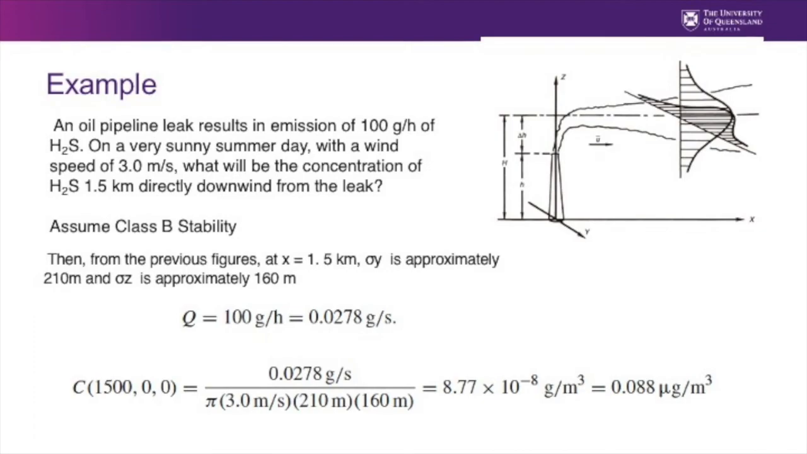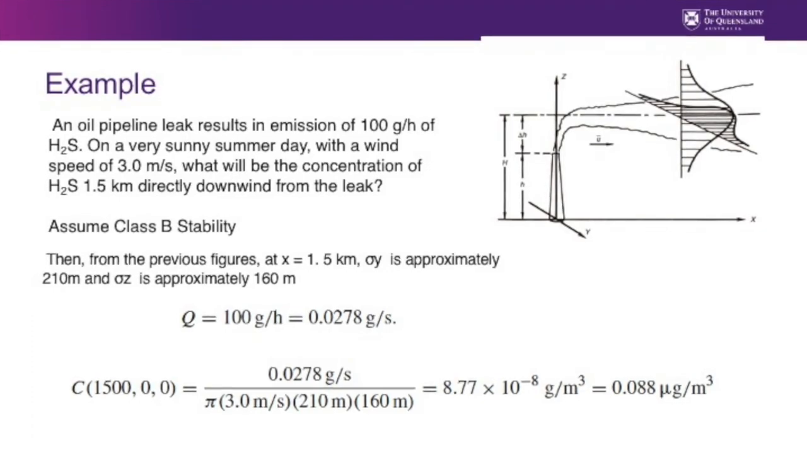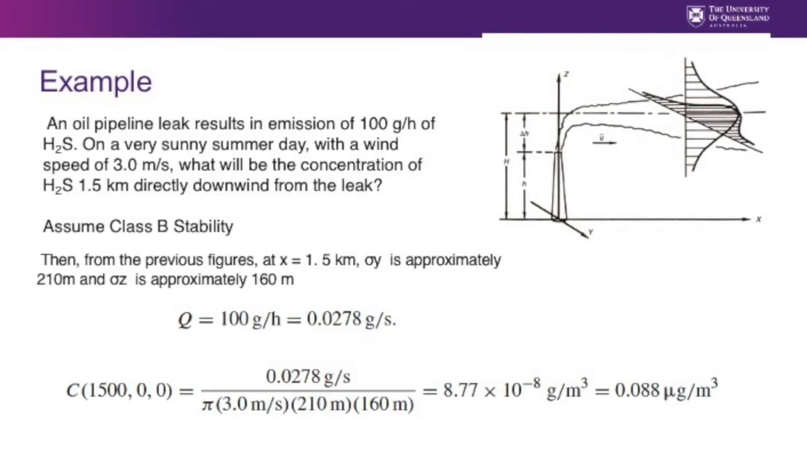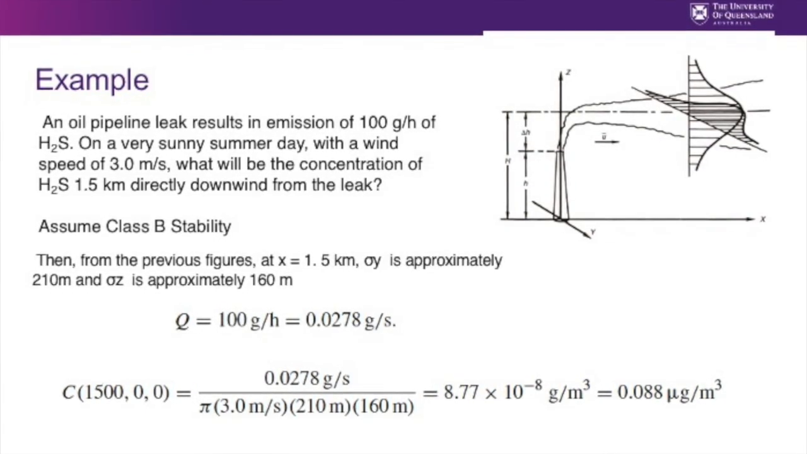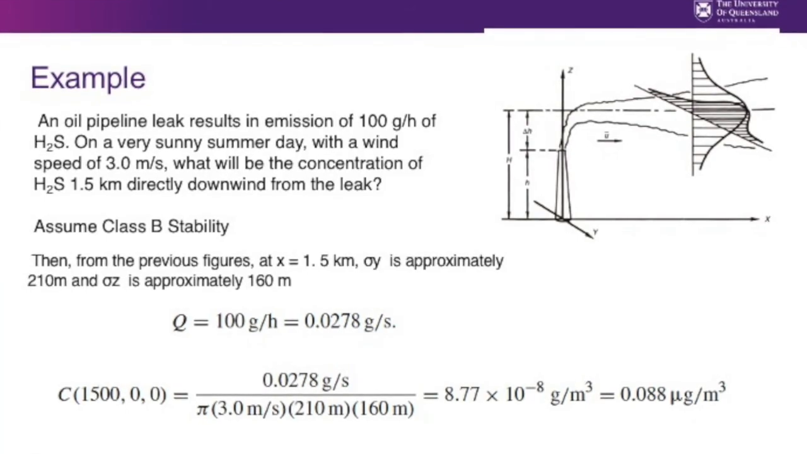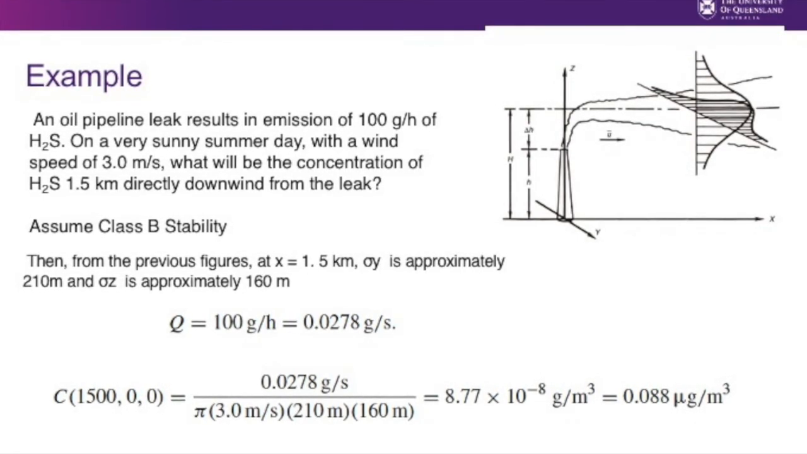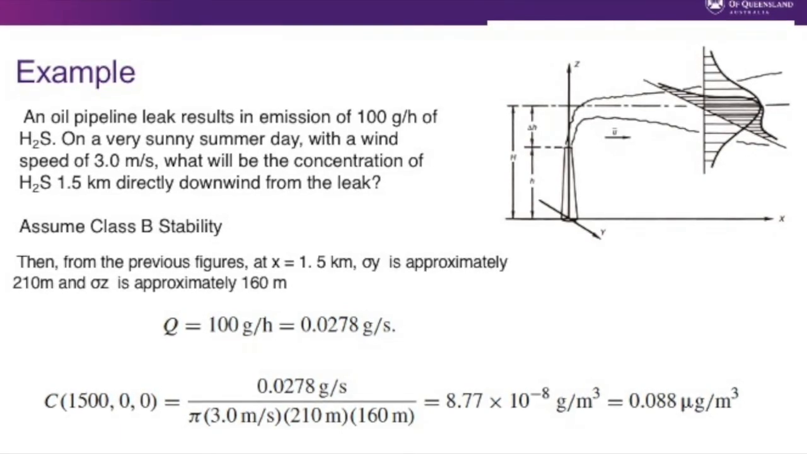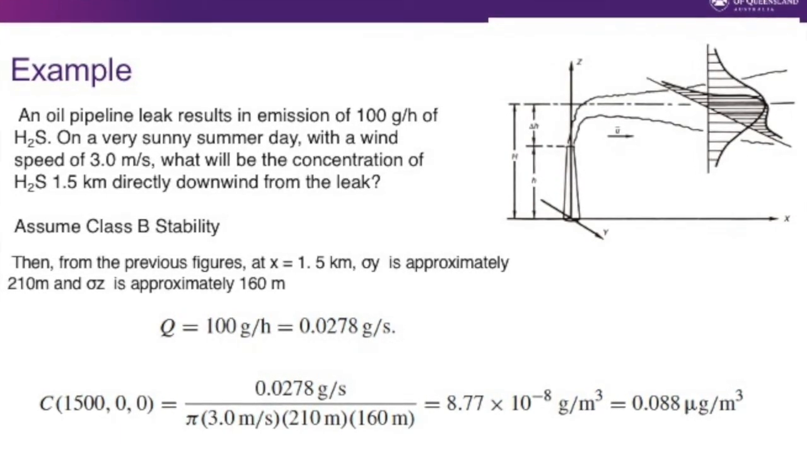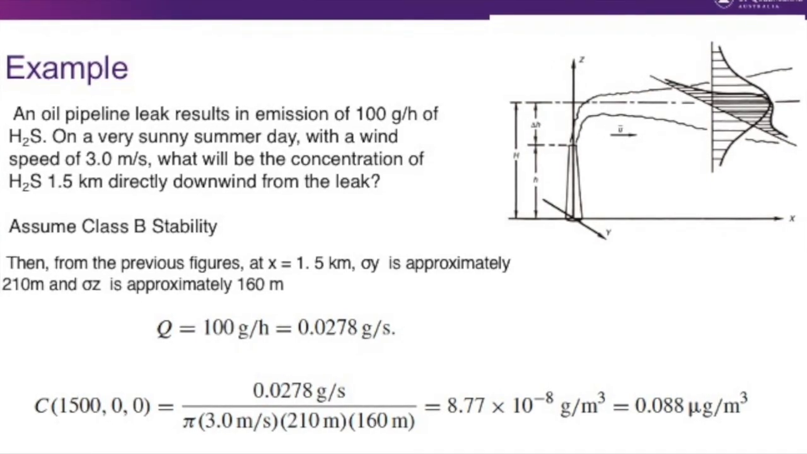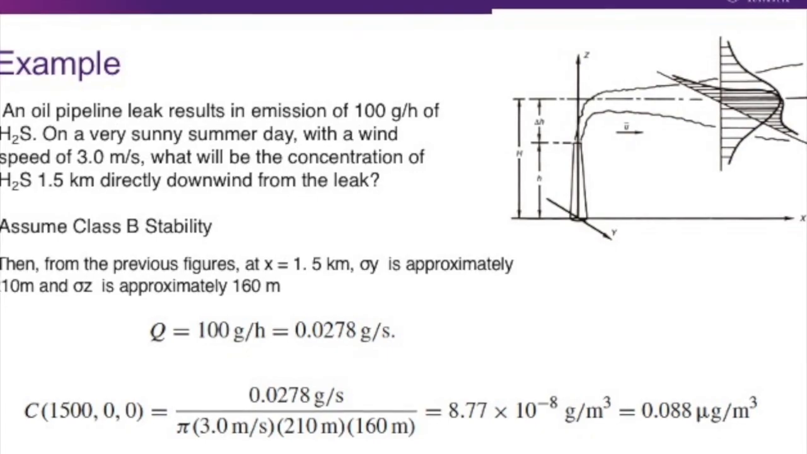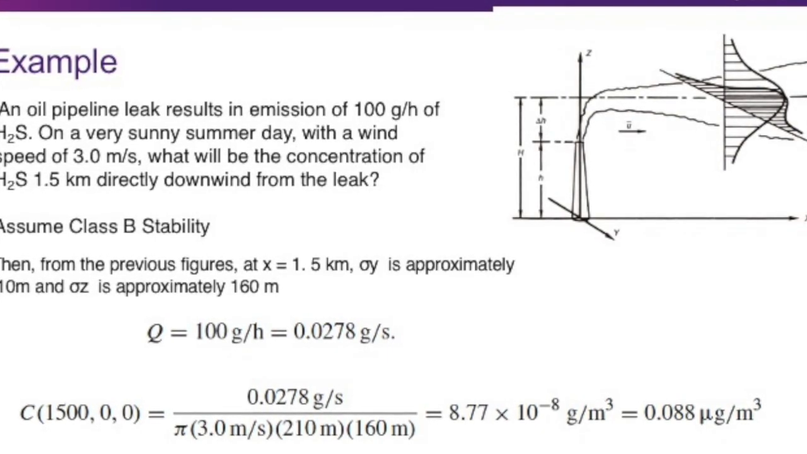To illustrate how to use the dispersion model that we've been discussing, we're going to have an example. An oil pipeline leak results in emission of 100 grams per hour of hydrogen sulfide. On a very sunny summer day, with a wind speed of 3 meters per second, what will be the concentration of hydrogen sulfide 1.5 kilometers directly downwind from the leak?